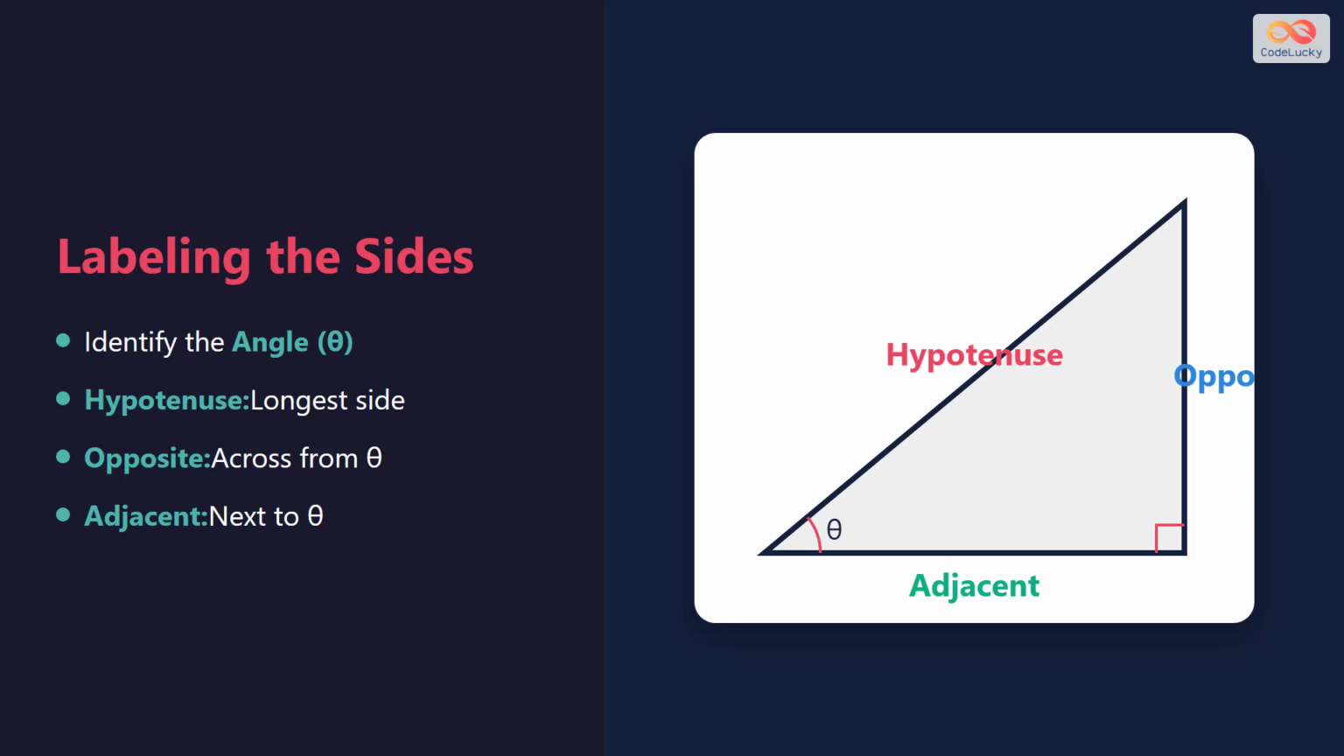Before we calculate anything, we must correctly label our triangle. Start by identifying your reference angle, theta. The side directly opposite this angle is the opposite side. The side next to the angle, which is not the long diagonal, is the adjacent side. The hypotenuse is always the longest side, but for the tangent ratio, we only focus on the opposite and adjacent sides.